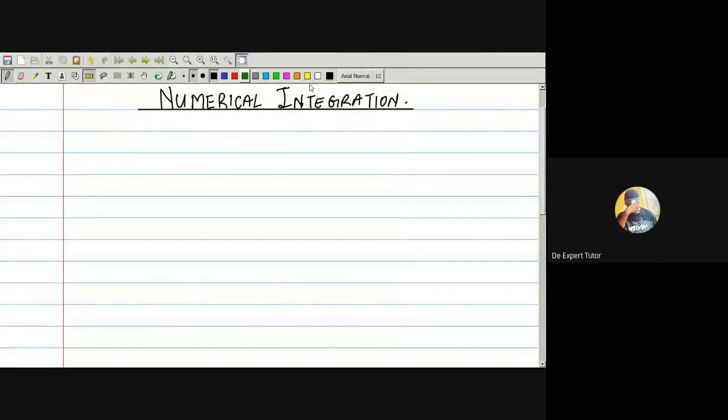Due to how bulky this is, we will divide the numerical integration into two. The first part we are taking now will be about the concept of the trapezoidal rule and the two Simpson's rules.